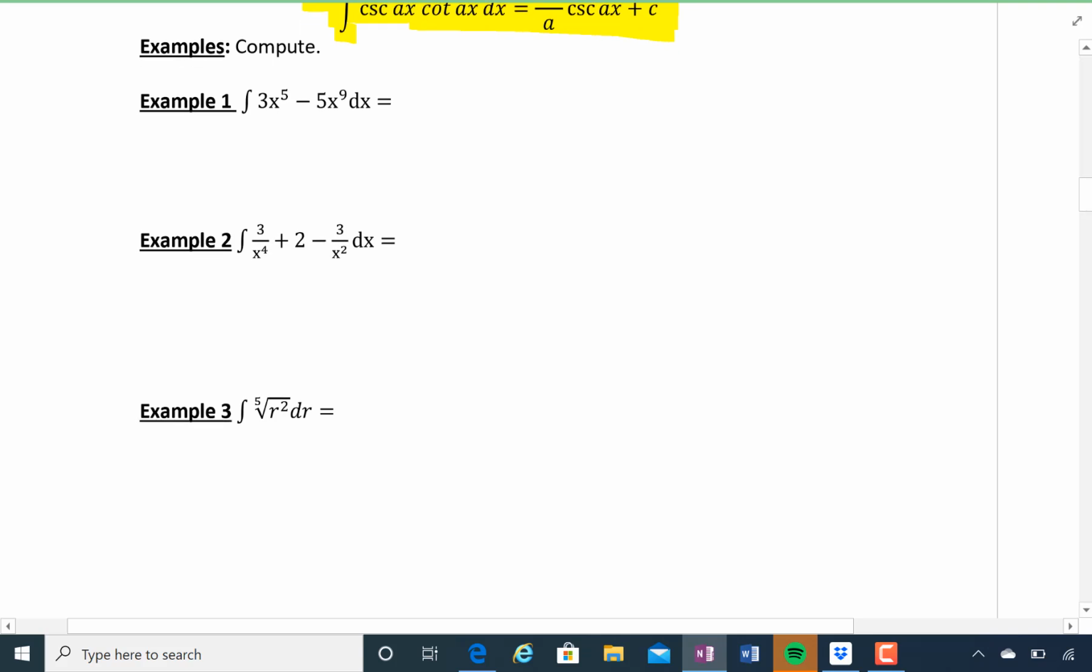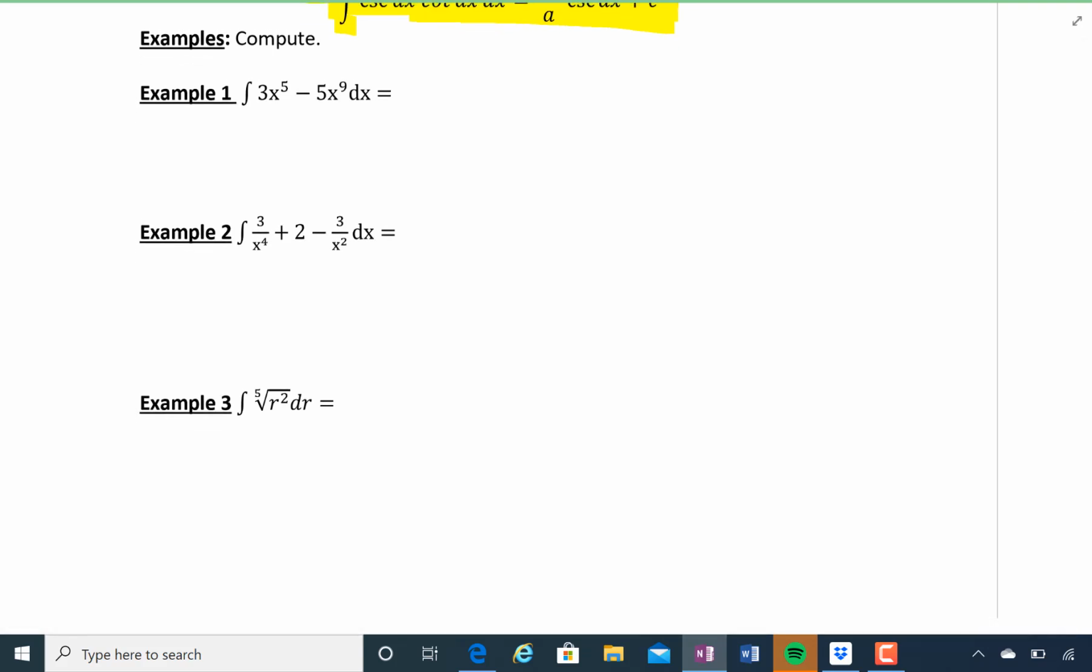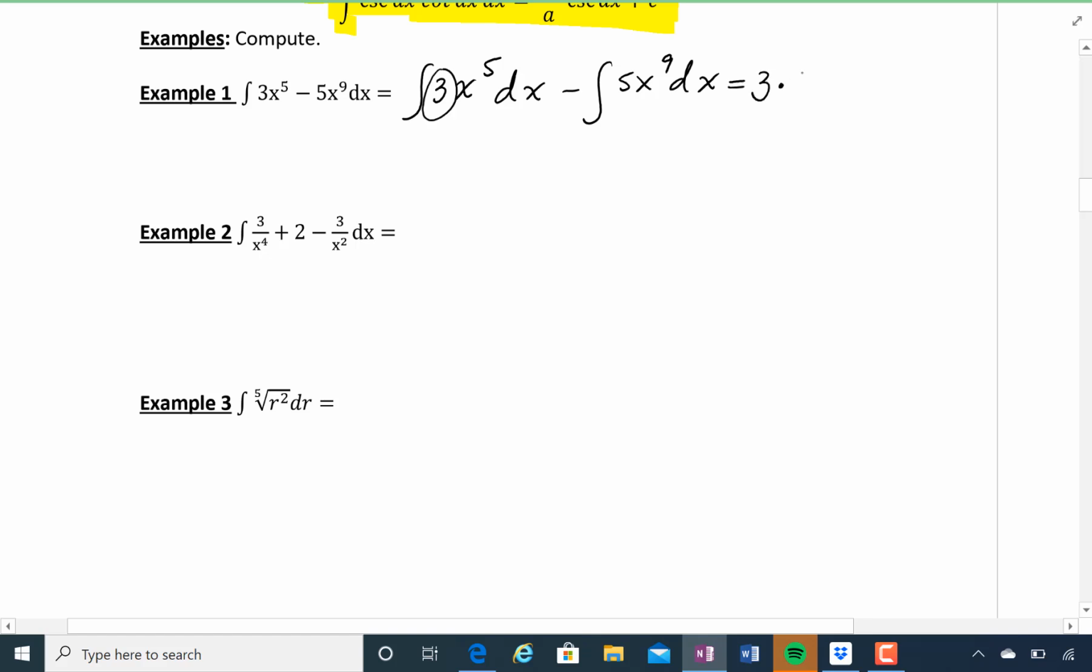So the first one says compute the integral of 3x to the 5th minus 5x to the 9th dx. The very first thing, distribute the integral and the dx to each term. So here you go, we have two integrals. Then the formula says if you have constants, put those in front: 3 integral of x to the 5th dx minus 5 integral of x to the 9th dx. So basically our problem is using the first formula.